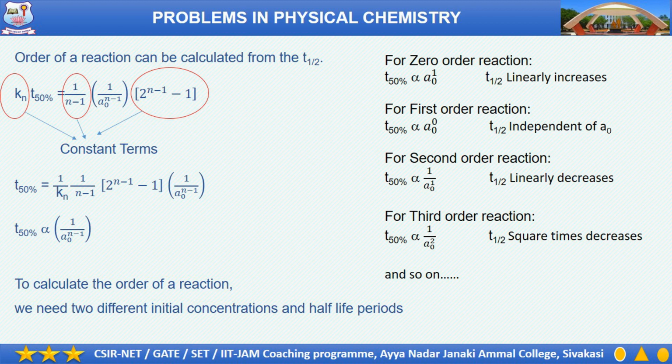Here, as the square function is there, the variation is not in a linear manner. Here it linearly increases, here it linearly decreases, but here, when concentration increases, T half decreases drastically. Therefore, if you look at the variation between T 50% and the initial concentration, without doing any calculation, you can see this is zero order, because only for zero order does it go on increasing as the initial concentration increases. For a first order, it is independent of the initial concentration. For a second order, it decreases inversely proportionately as concentration increases. For third order, it decreases much more. And using this simplified equation, we are going to calculate the order of the reaction.